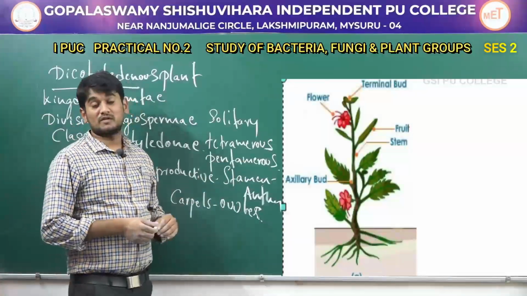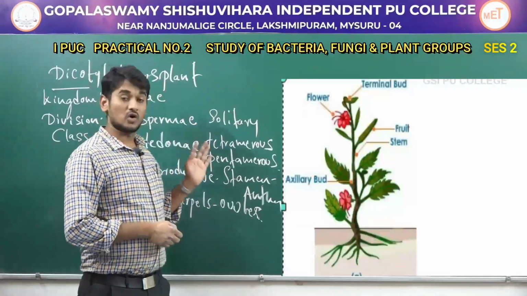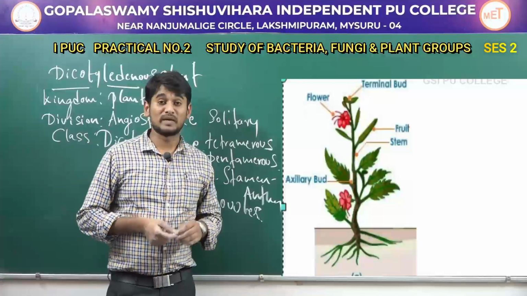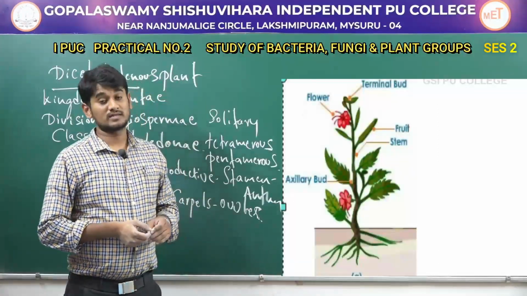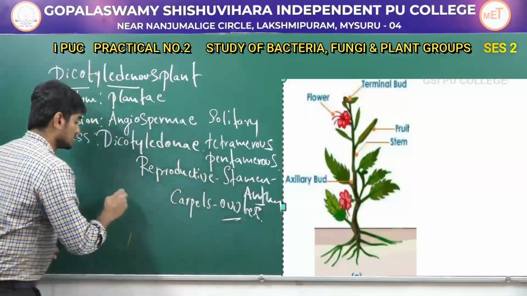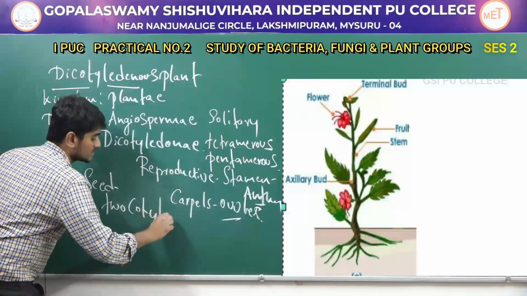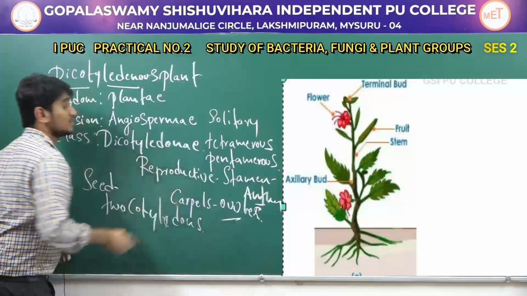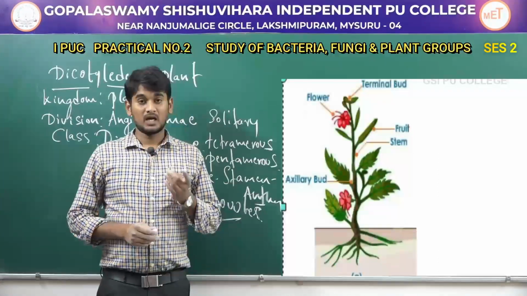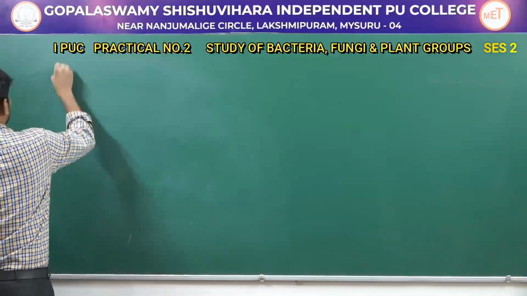It shows a taproot system, presence of simple or compound leaf with reticulate venation, and the flower is tetramerous or pentamerous, and the presence of solitary, which means single flowers, and clusters forming inflorescence, and the reproductive organs, stamens with anthers and the carpels with ovules, and the presence of the seed. The seed has 2 cotyledons. Examples for dicotyledonous plants: hibiscus, pea, groundnut.